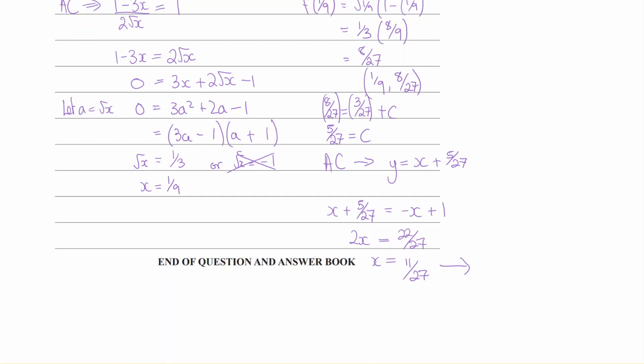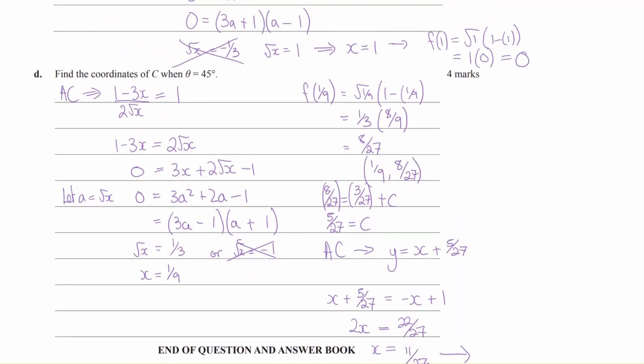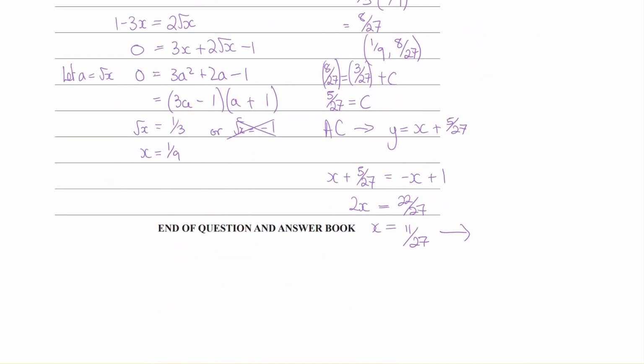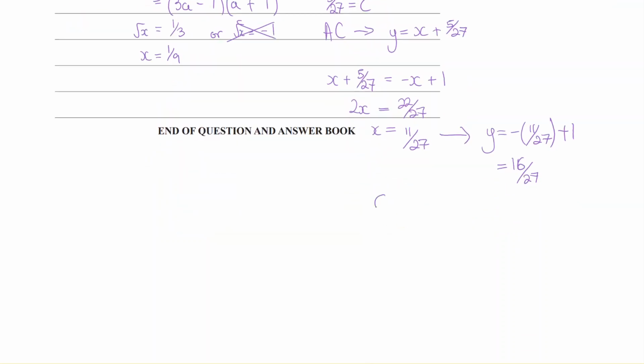Now I'm going to substitute this into, I'm going to choose my easier one, so I'm actually going to substitute this into this line here. So this is actually getting subbed into -x plus 1, so I'll get y is equal to -11 on 27 plus 1, which means y is equal to 16 on 27, which means that my point C is equal to (11 on 27, 16 on 27). And I'm done. That's the end of the paper.